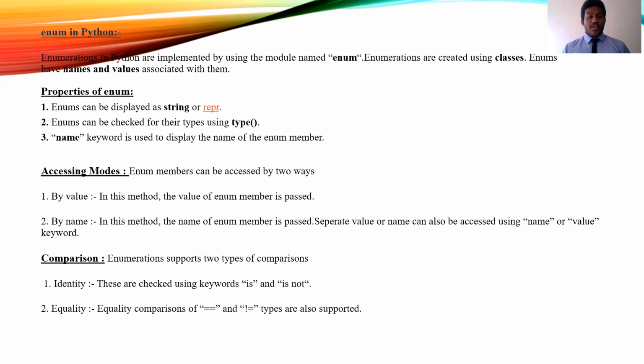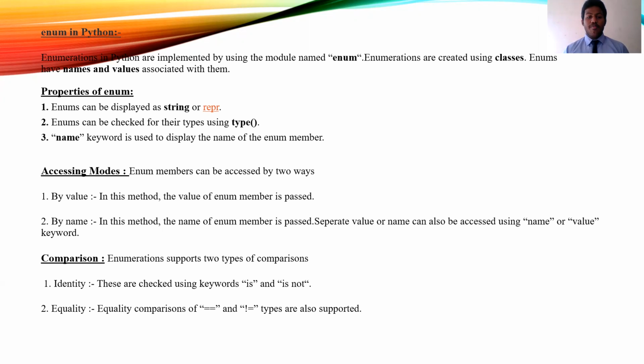So for this, we need some basic knowledge of enum. Enumerations in Python are implemented by using the module named enum. Enumerations are created using classes. Enumerations have names and values associated with them. The properties of enum are: enums can be displayed as string, and enums can be checked for their types using type. The name keyword is used to display the name of the enum member.